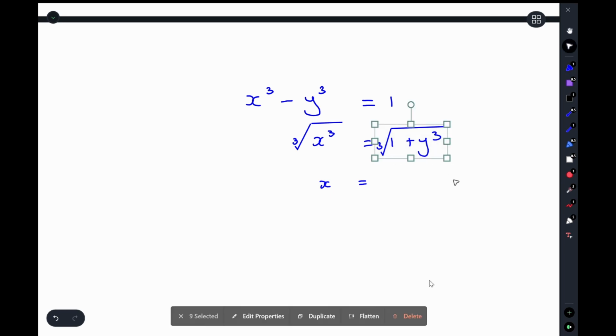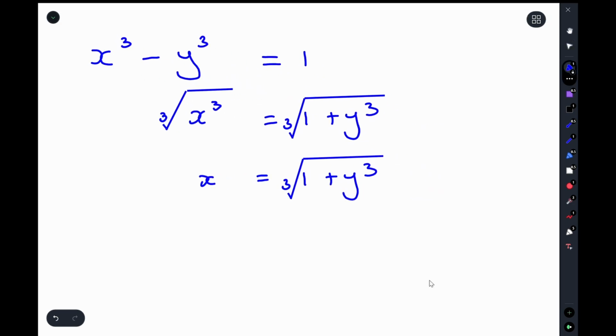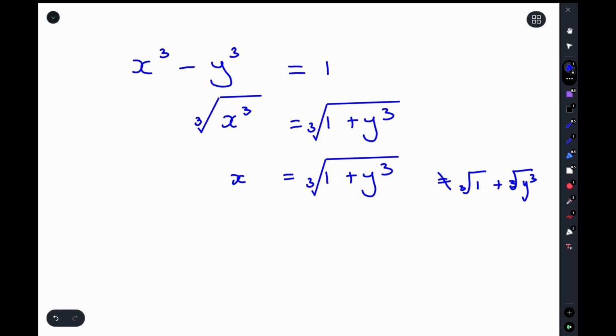This cannot be simplified further. And we cannot simplify this and say it is equal to the cube root of 1 plus the cube root of y cubed. That's not accurate. So this is as simple as our answer can be.